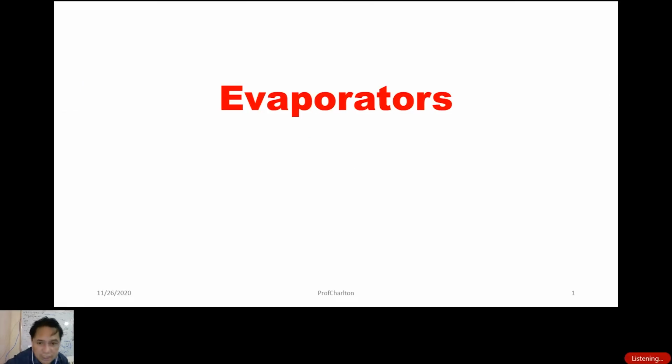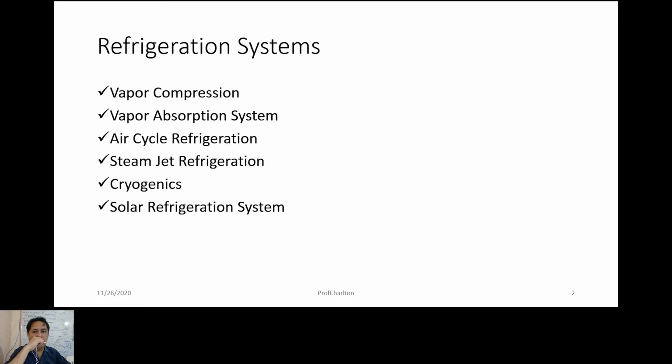So class, can you see the evaporator, the slide? Nakikita ba, class? Yeah. So our topic is now the evaporator. Now, the evaporator is one of the major components in the refrigeration system. So there are other refrigeration systems, and I think you have to read.